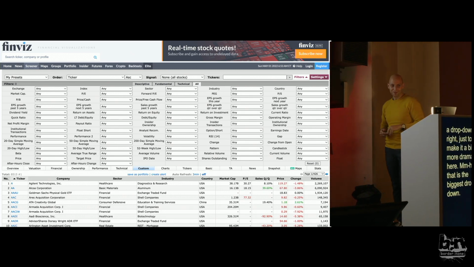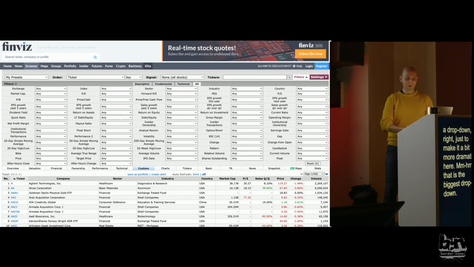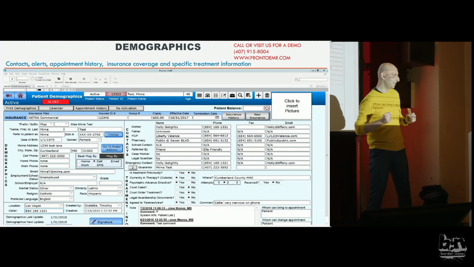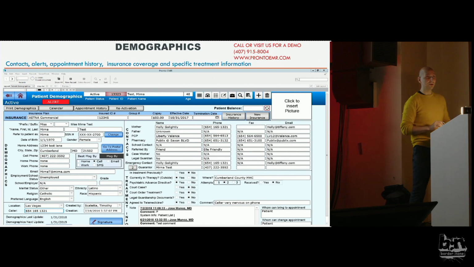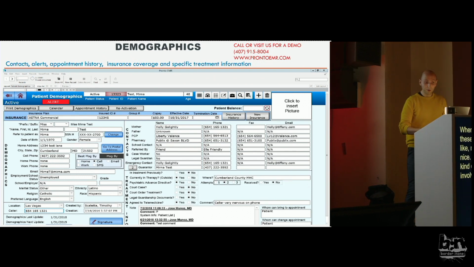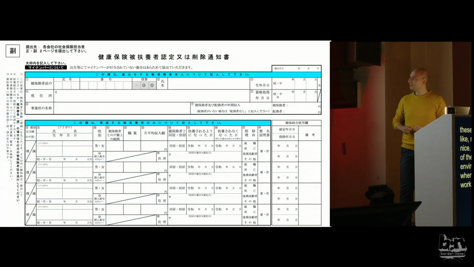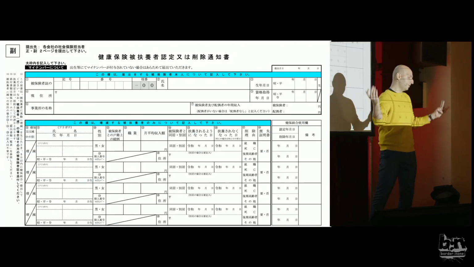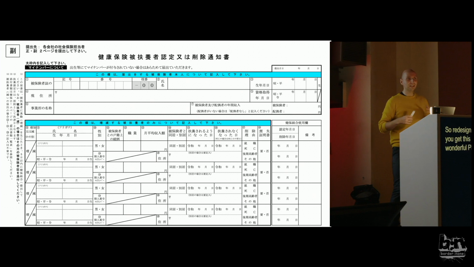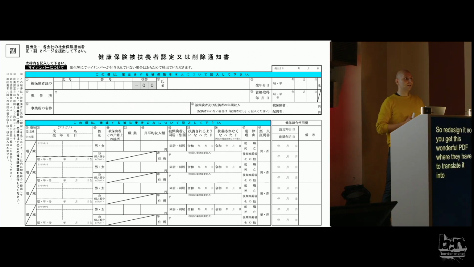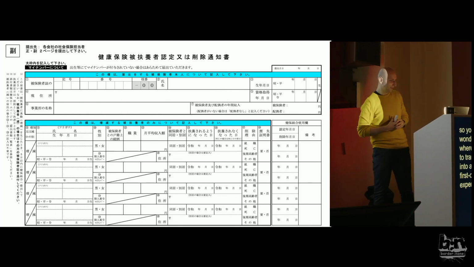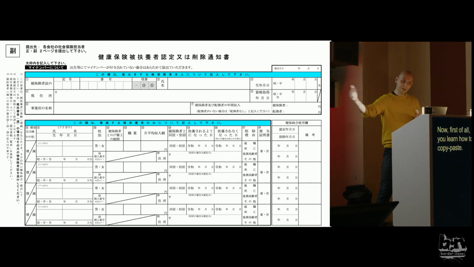That's the one, right? But then you get to these places like, nice, nice. Now this is kind of the environments where I usually work, right? One of the more difficult ones was this one. So redesign it. So you get this wonderful PDF, right? And you have to translate it into a wonderful first-class digital experience. Now, first of all, you learn how to copy-paste. That would be important, right? And then from there, you kind of move on.